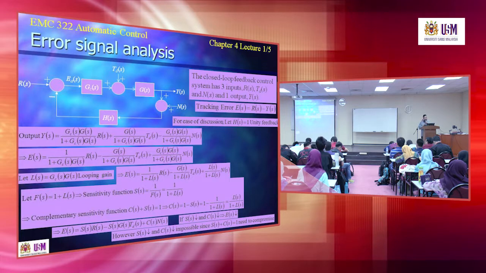So if HS equals 1, from this block diagram we can get the response equation. Since we have three inputs, the output YS has three contributions. One of them is RS, the second one is TDS, the disturbance, and the third one is the noise. So this is the contribution of the input RS, this is the contribution of the disturbance, and this is the contribution due to the noise.